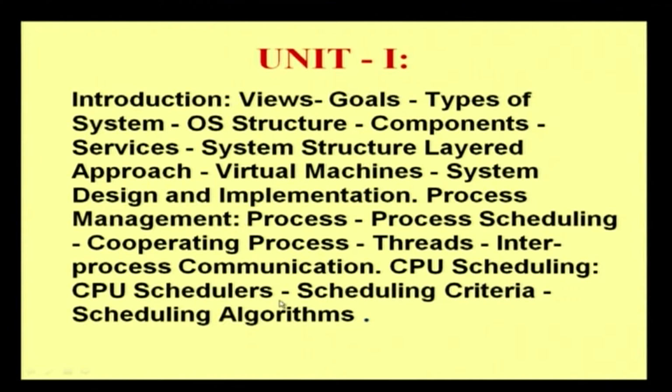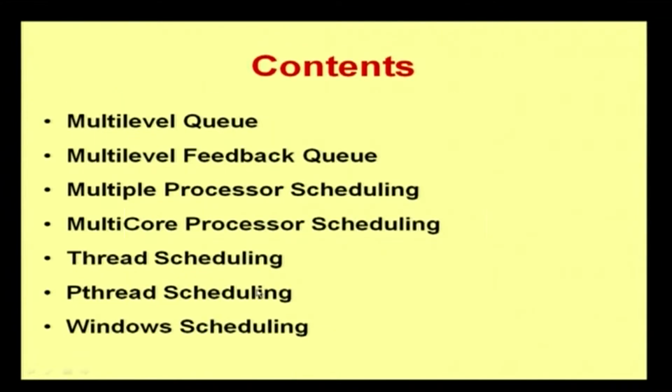In today's session we will be seeing the CPU schedulers and different ways of scheduling the CPU. We will be seeing topics on multi-level queue, multi-level feedback queue, multiple processor scheduling, multi-core processor scheduling, and the difference between multiple processor scheduling and multi-core processor scheduling, thread scheduling, and Pthread scheduling, which is otherwise called POSIX thread scheduling. In our previous session we have already seen the topic on POSIX threads. What is a POSIX thread and how is it used?